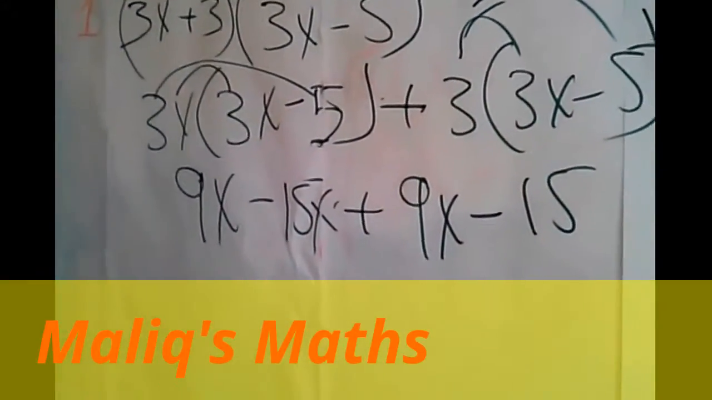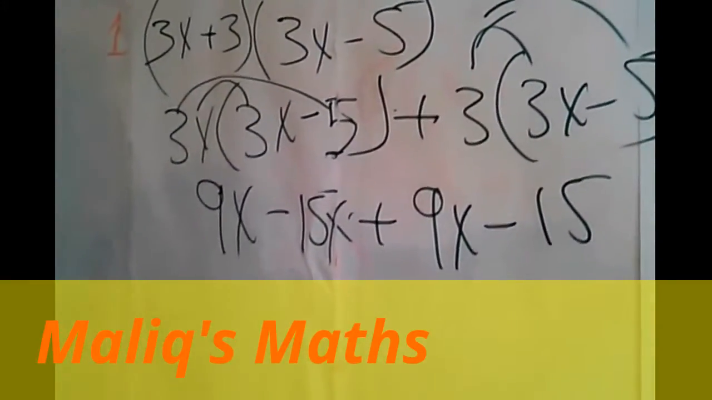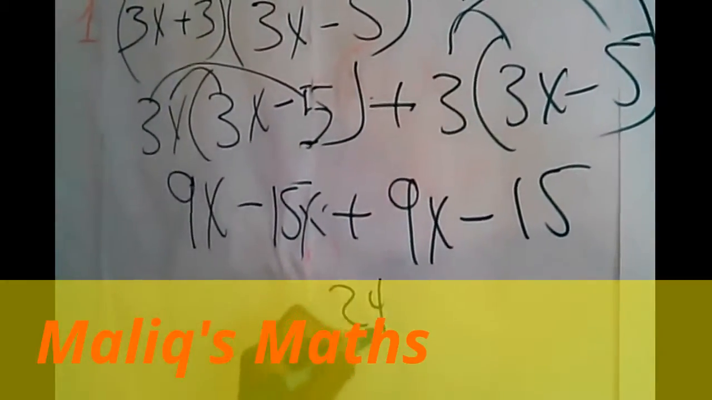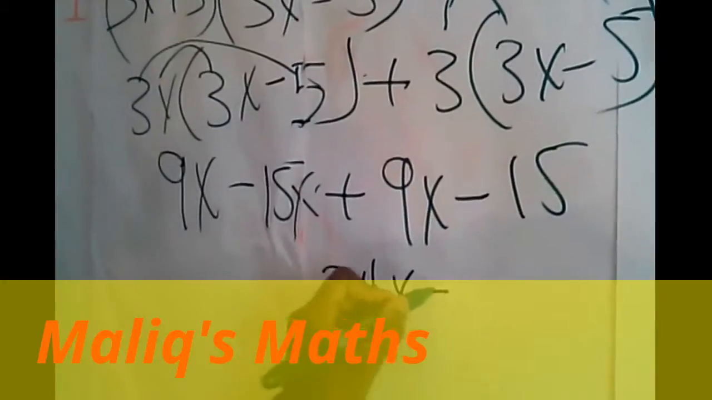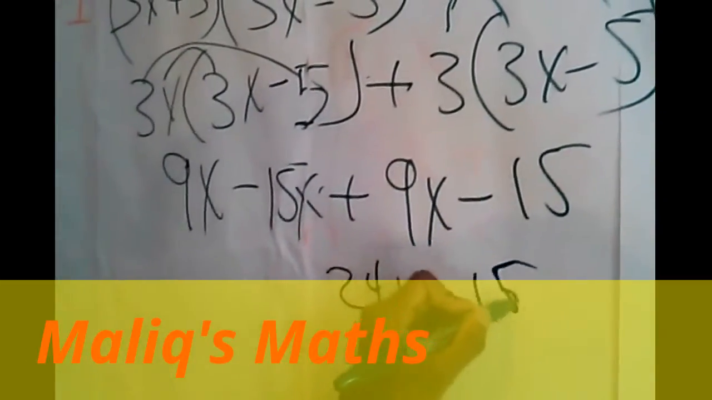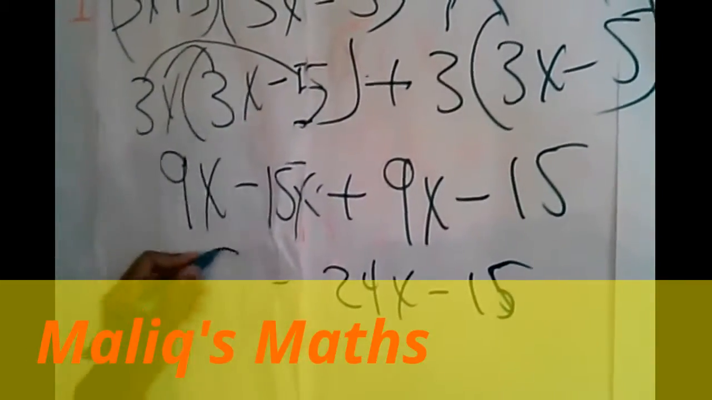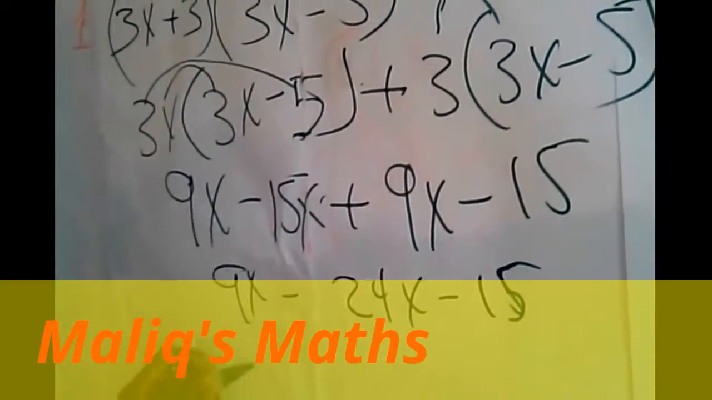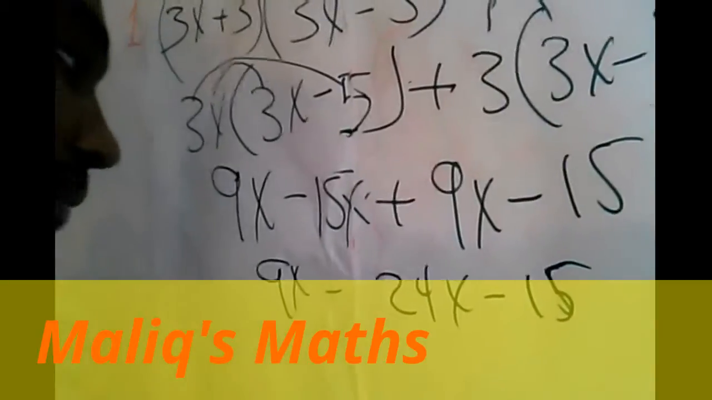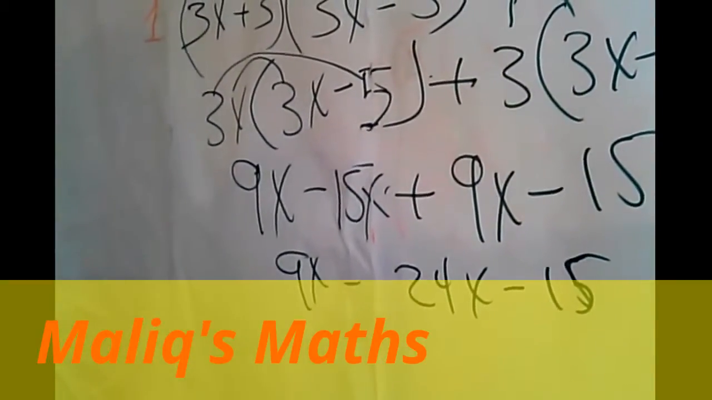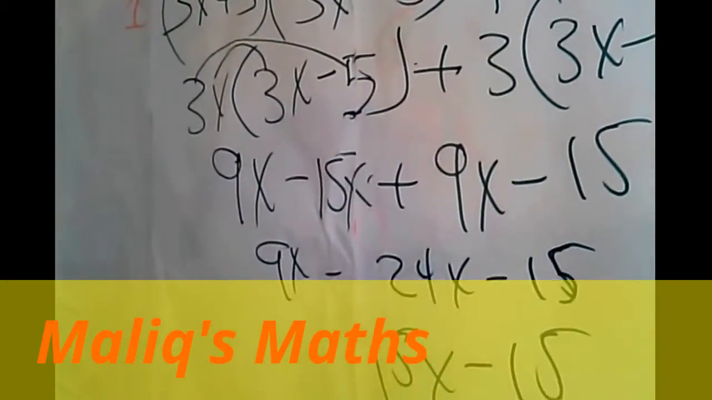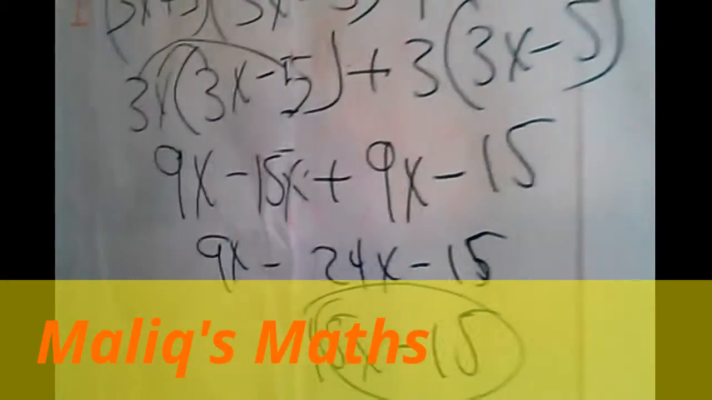Alright, then you combine like terms. 15 plus 9 is 24x. Minus 15x minus 9x, 9x minus 24x is back to 15x minus 10. 15 is the answer for number 2.